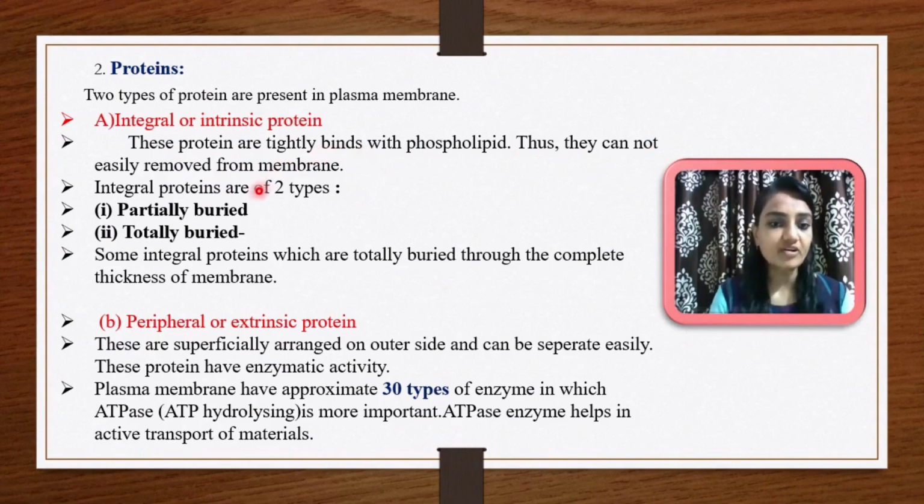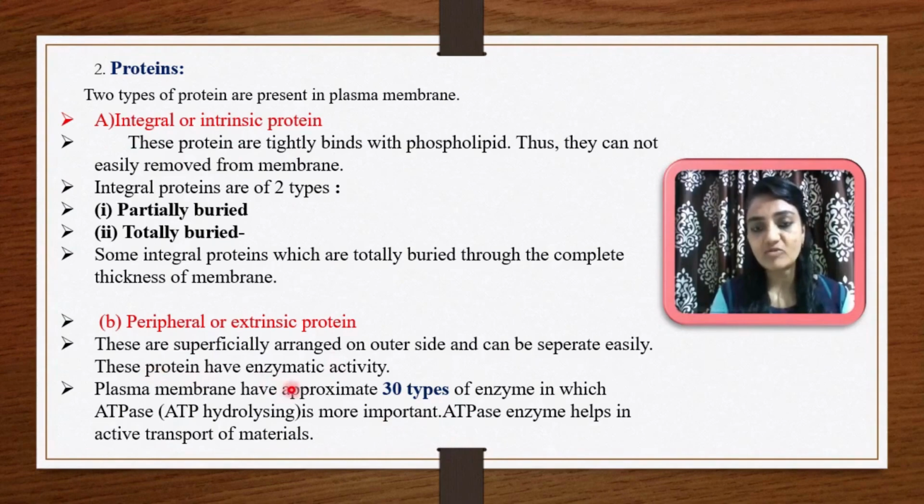Integral proteins are of two types. Further, they are divided into two types, partially buried or totally buried. Some integral proteins are totally buried, spanning the complete thickness of the membrane. And the second is the peripheral protein. These are superficially arranged on the outer side, and they can be easily removed or separated by simple methods.